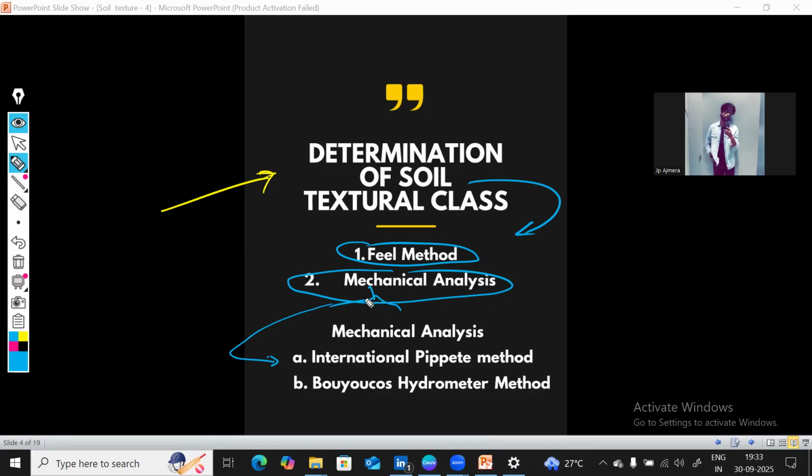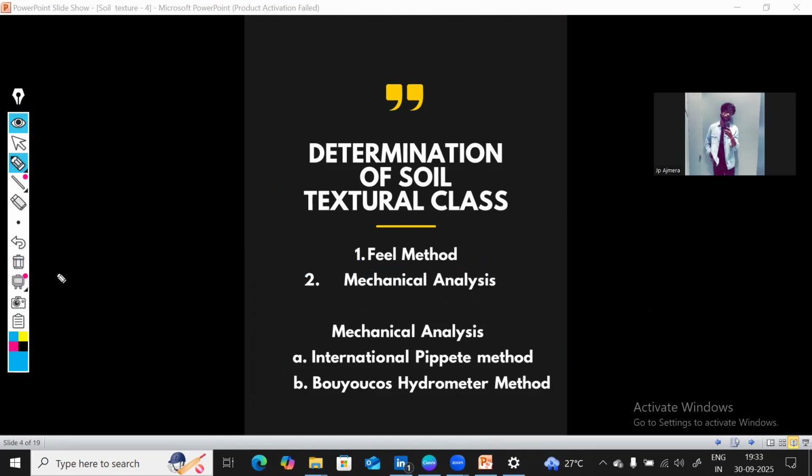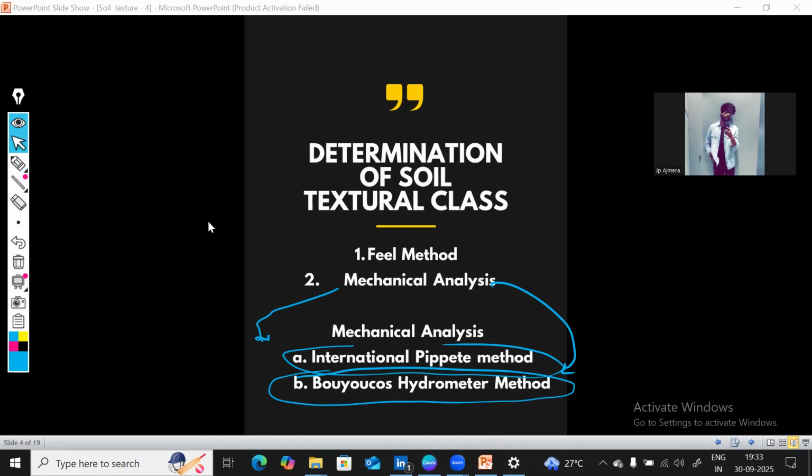The first mechanical analysis method is the International Pipette method, IPM, but it is not the IPM related to waste management or entomology. Okay, this is not our topic. The first one is the International Pipette method. Then the second one is the Hydrometer method. All right, two methods. Let's jump to the next one.